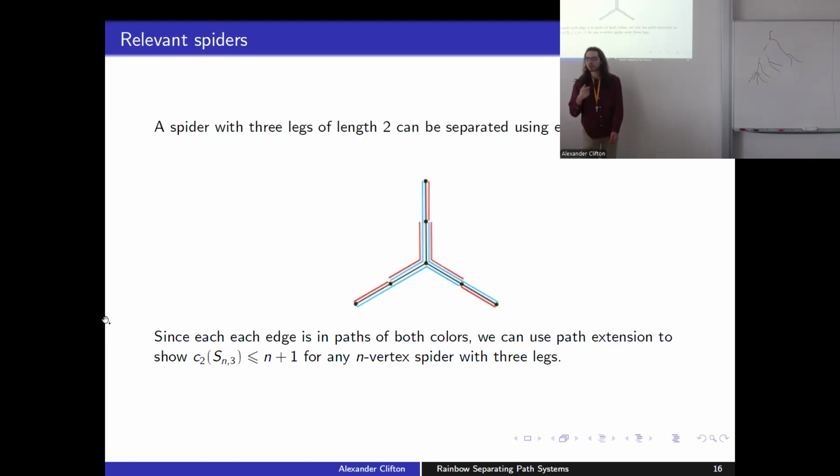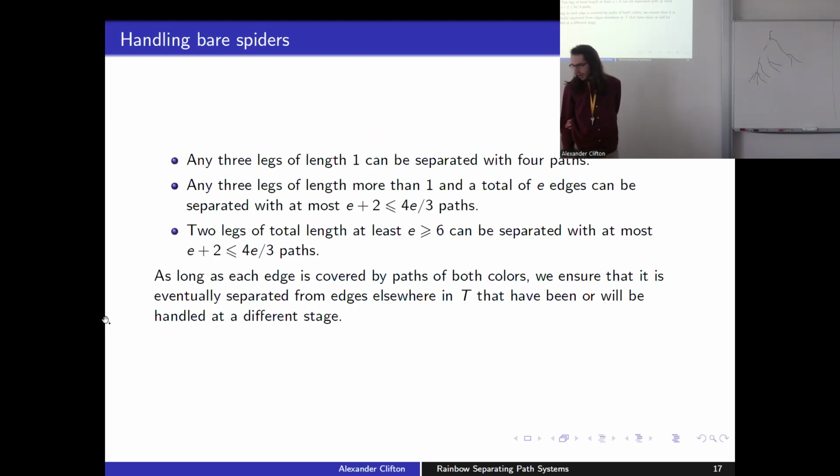So we'd always be able to do n+1, and in particular, that would be at most 4/3 times the number of edges, and each edge is covered by paths of both colors. So I've marked these as relevant spiders. How are they relevant? Well, some bare spiders are easy. To summarize, if you have 3 legs of length 1, you can deal with them. If you have 3 legs of length more than 1, you can deal with them.